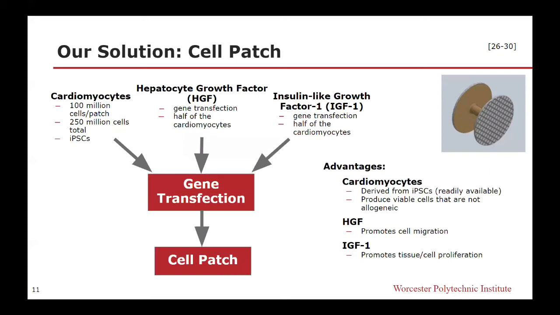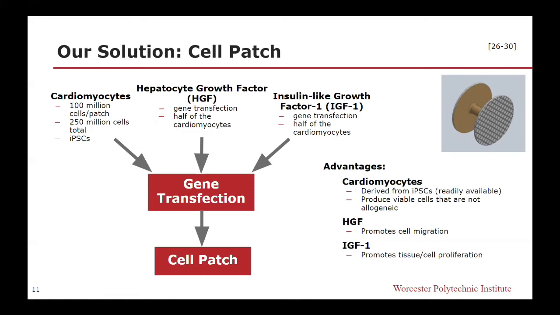The cell patch component of our device will consist of cardiomyocytes, hepatocyte growth factors, or HGF, and insulin-like growth factor 1, or IGF-1. The cardiomyocytes will be derived from induced pluripotent stem cells, or iPSCs. The amount of iPSCs needed is roughly equal to the amount of cardiomyocytes needed. The cardiomyocytes are seeded at 100 million cells per patch, which is approximately 250 million cells total.